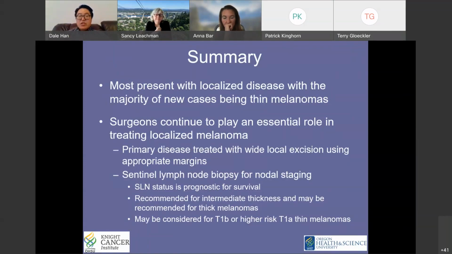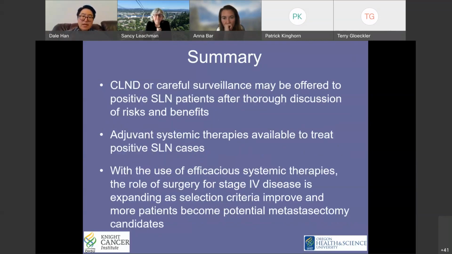It's recommended for patients with intermediate thickness melanoma and may be recommended for patients with thick melanomas and can be considered for higher risk thin lesions. Completion lymph node dissection or careful surveillance can be offered to patients with a positive sentinel lymph node after thoroughly discussing the risks and benefits.